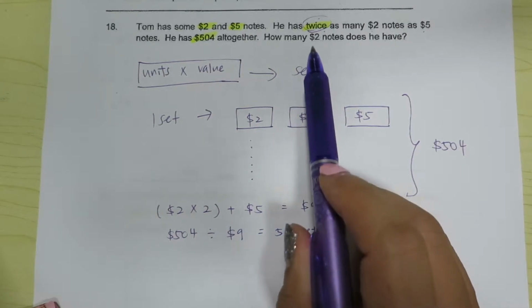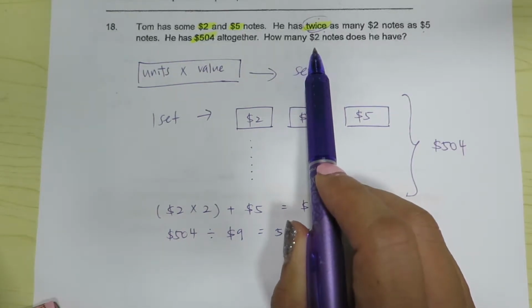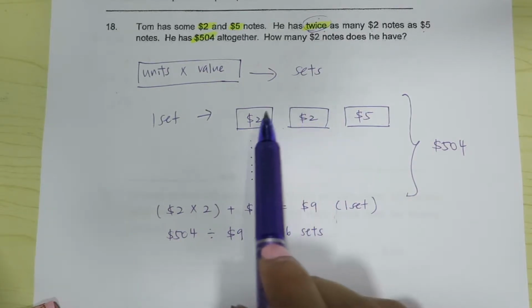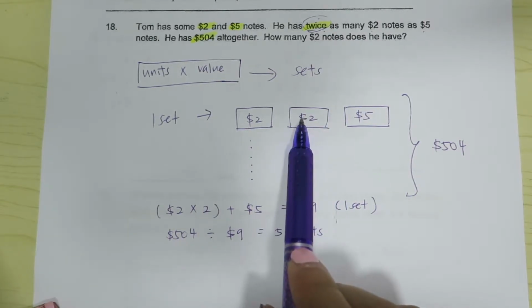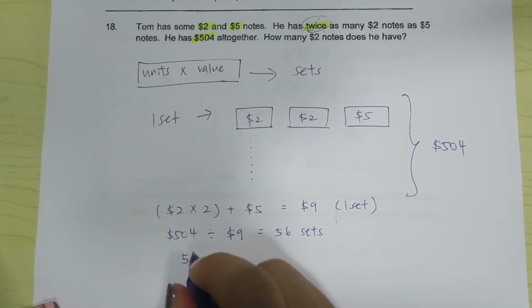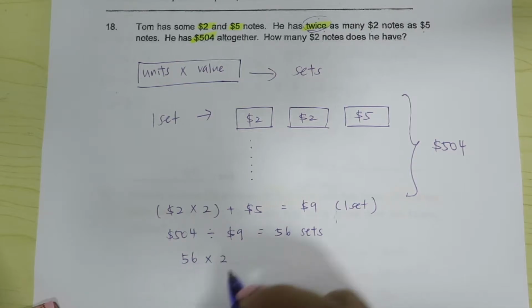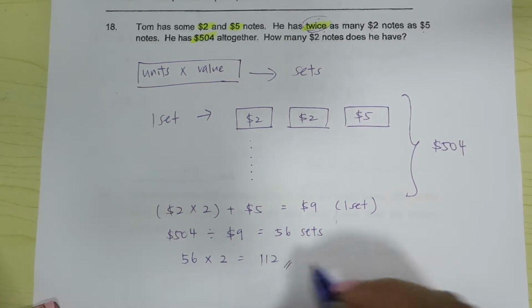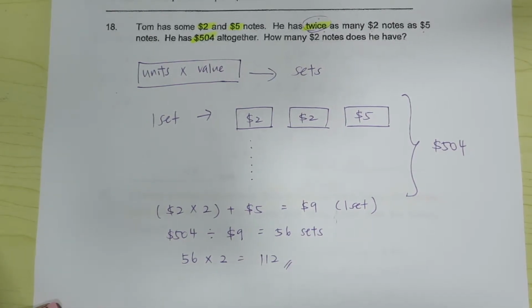The question is looking for the number of $2 notes. So let's go back to one set. In one set, we have two $2 notes. So therefore, if we have 56 sets, and there are two $2 notes in each set, so 56 times 2, 112. That's the answer.